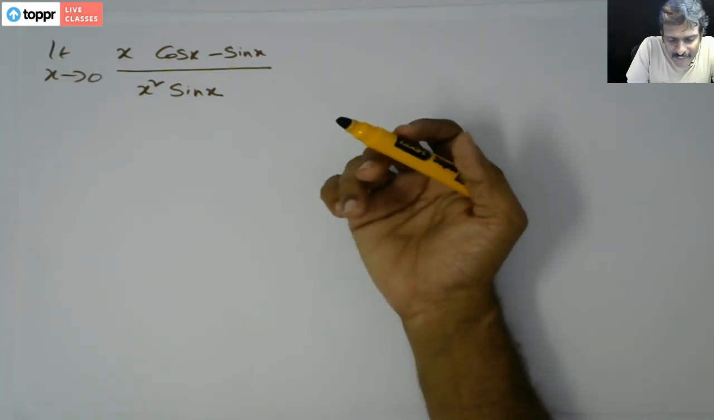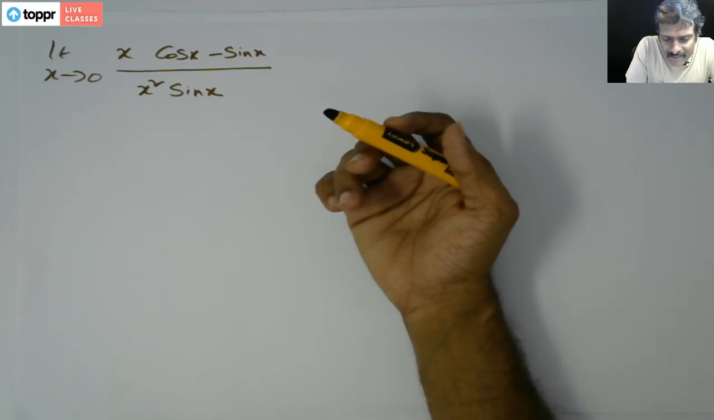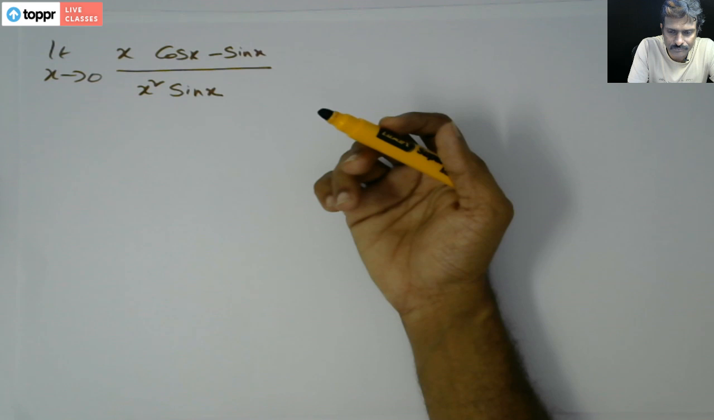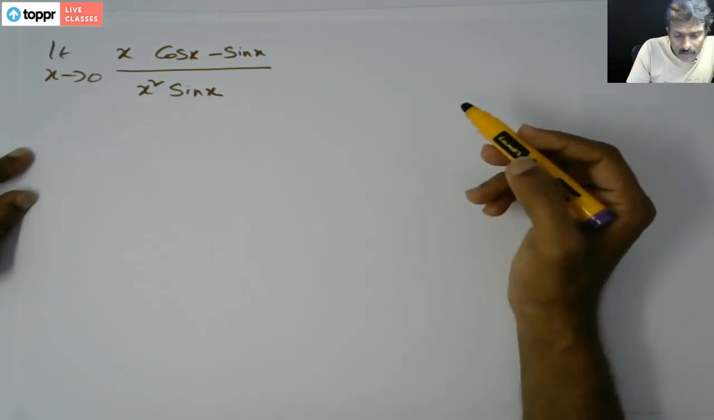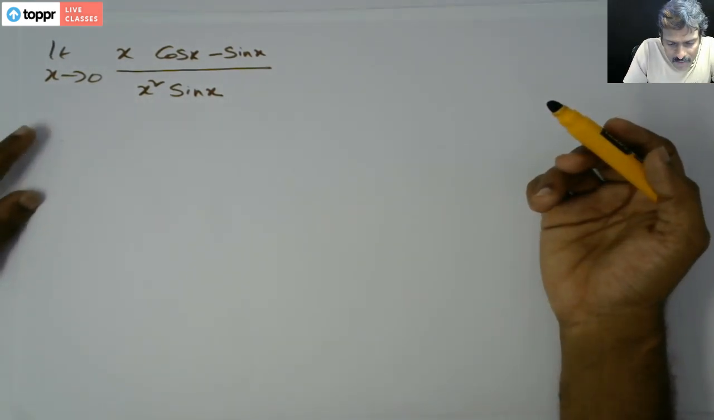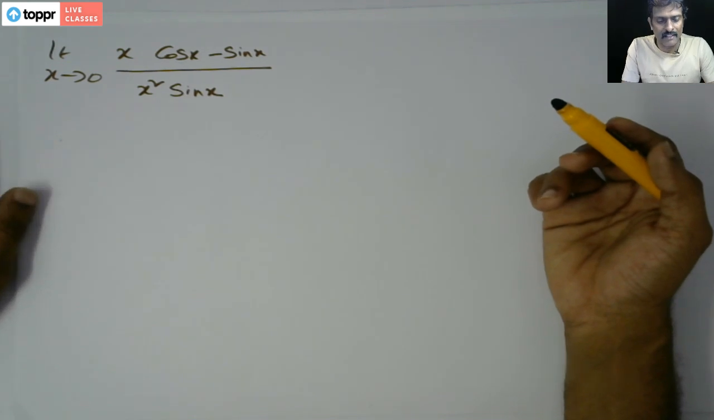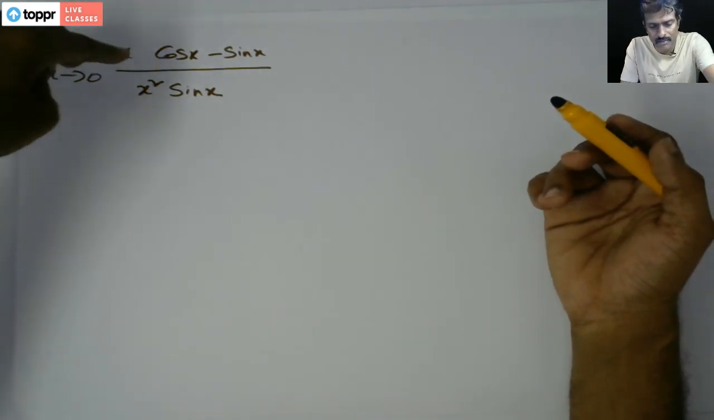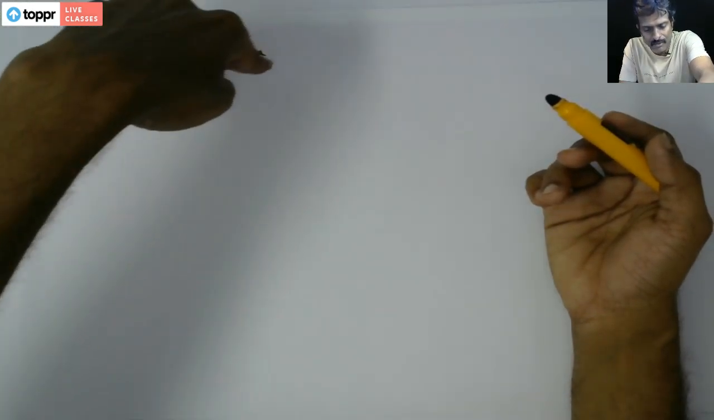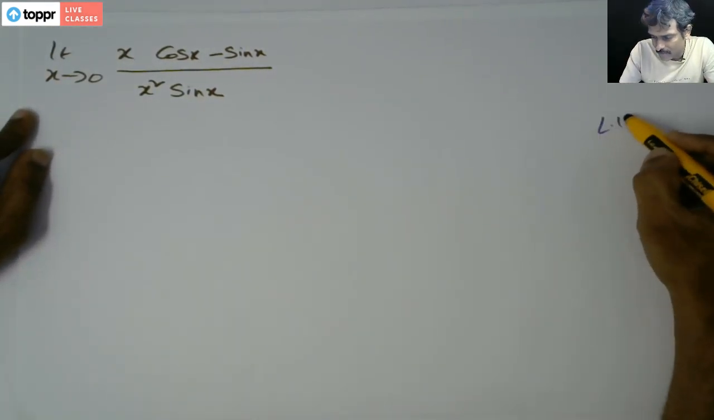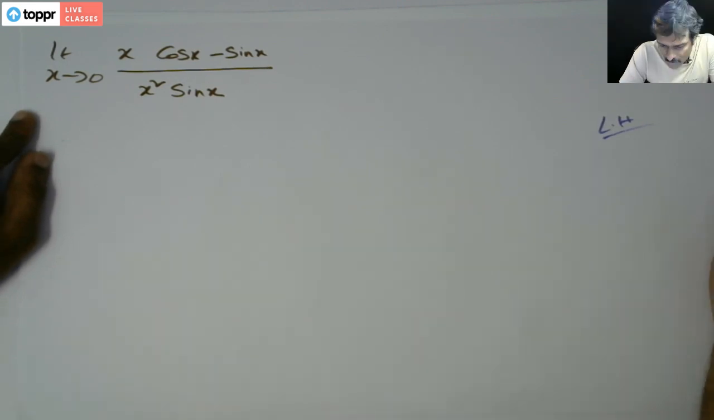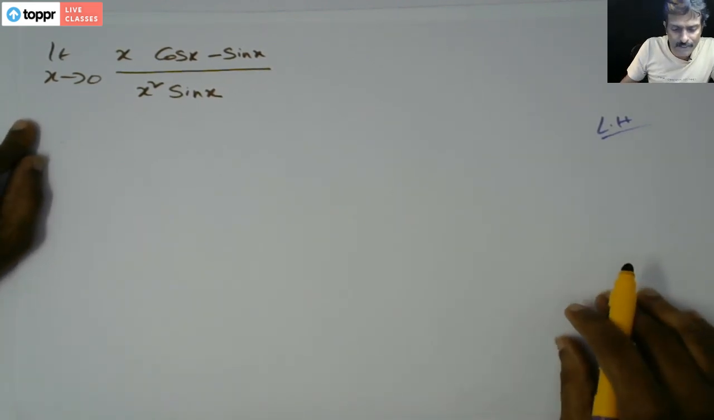Next one, limit x tends to 0, (x cos x minus sin x) by x square sin x. This is a function for which we have to find the limit. Can we cancel anything here straight away? No. When you put x equal to 0, this is 0 minus 0 by 0. This is 0 by 0 form. So let us take L'Hopital's help to solve it.